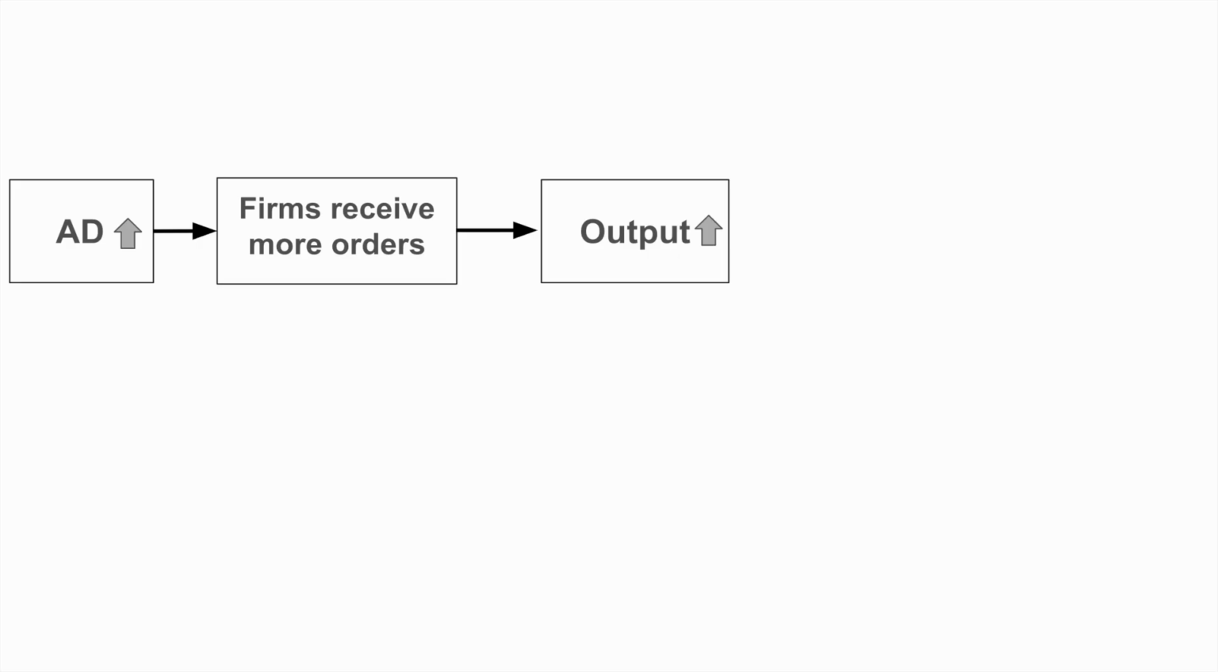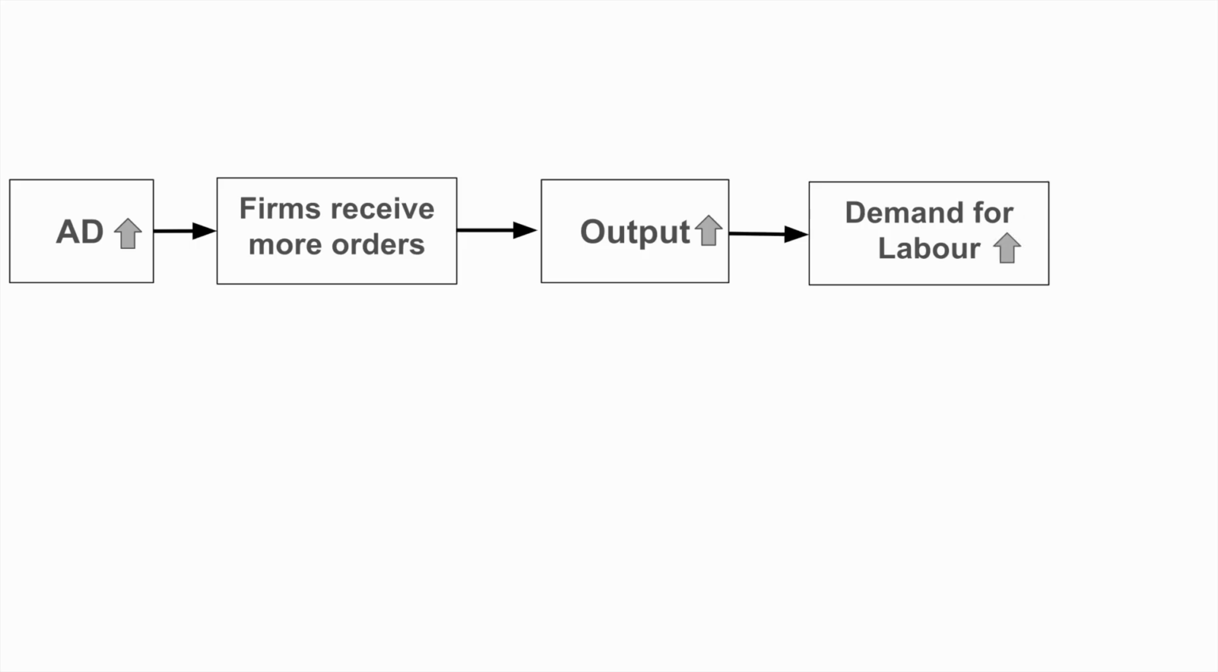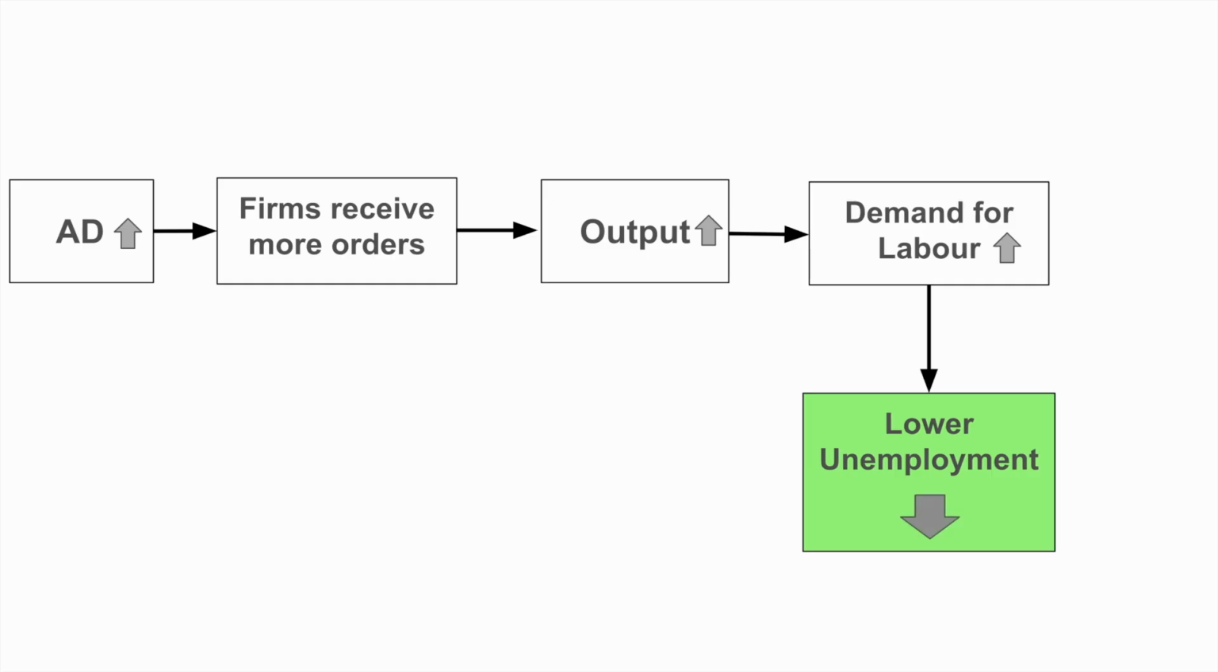Now, labor is a derived demand. Since there is greater production and more amount of output produced, there is also greater demand for labor. And this exactly leads to lower unemployment. Now, this means that the government has solved the problem, but it's really not that easy. Let's see the other side.